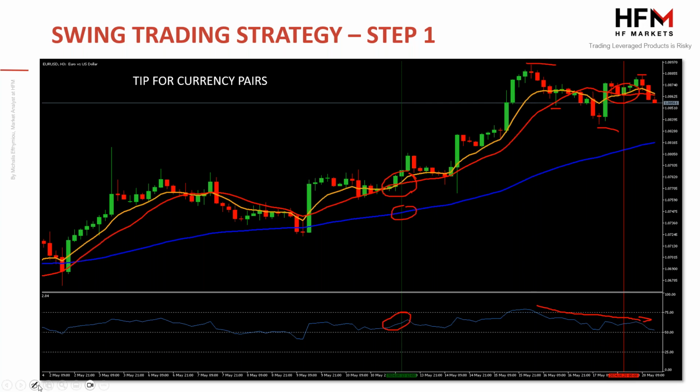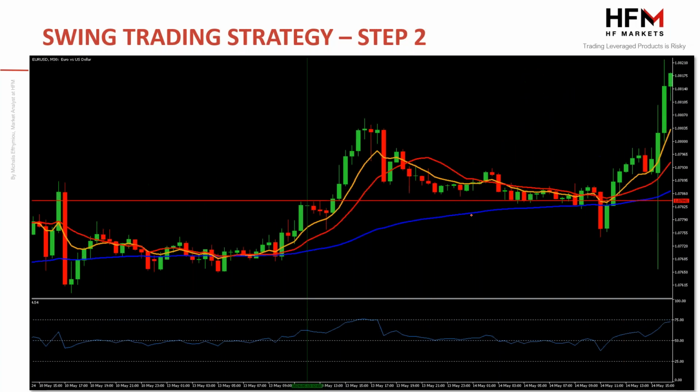So what signal are we going to look to take advantage of? We're going to look to take advantage of this signal here. Okay, we're going to switch over to step number two. What are we going to do on step number two? Step number two, we're waiting for the retracement. The retracement happens, it falls approximately up to here, and then we trade the upward price movement again.